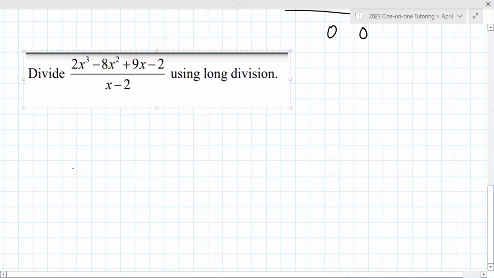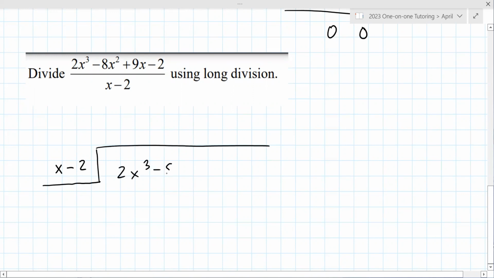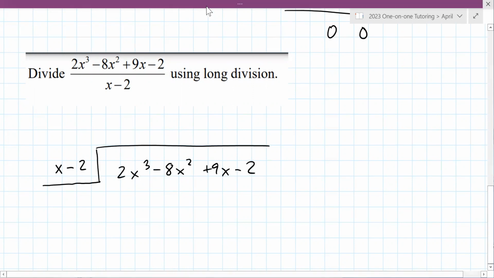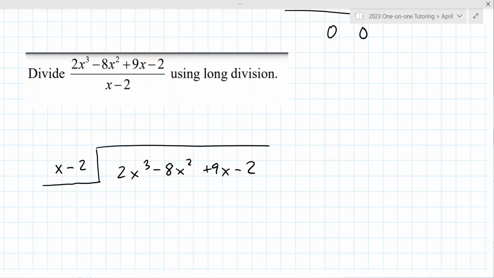So this one is x minus 2 on the outside. And then 2x cubed minus 8x squared plus 9x minus 2 on the inside. Is that okay? Cubed and then squared, yes, just like it's written here. My handwriting is not great. And then plus 9x minus 2. Okay.